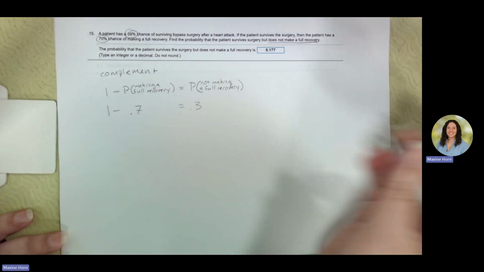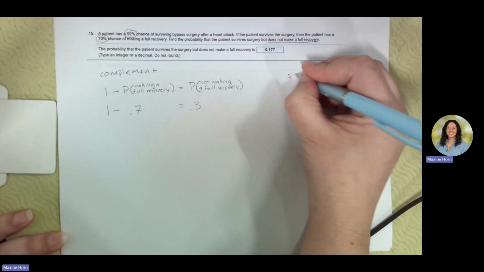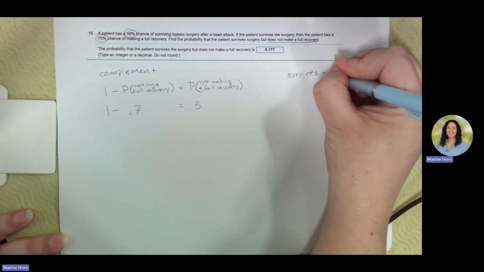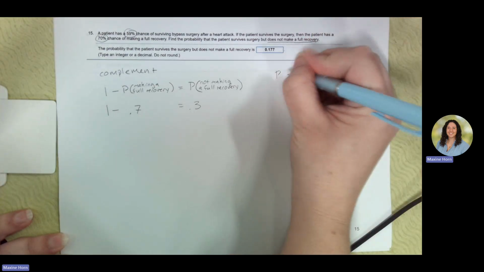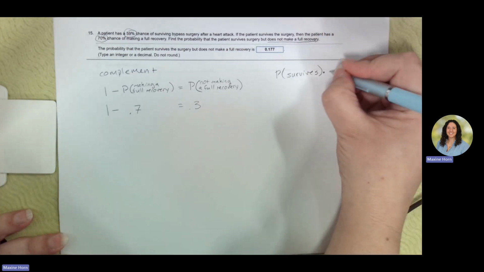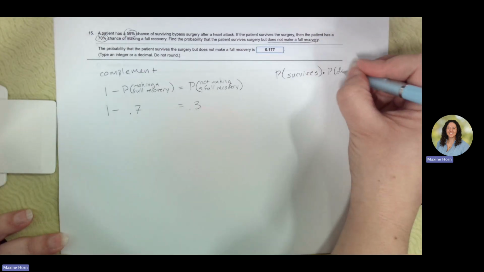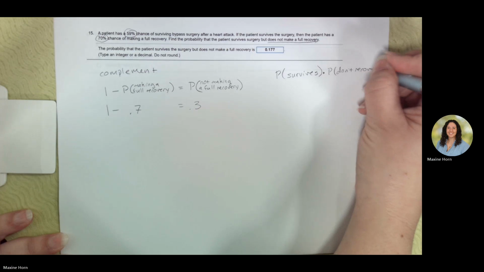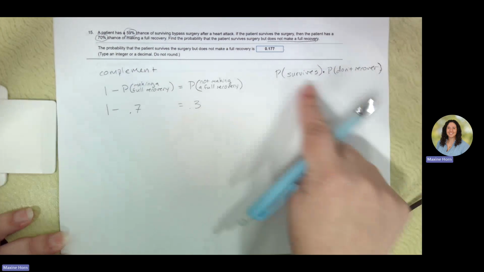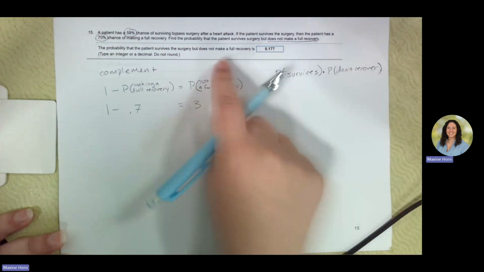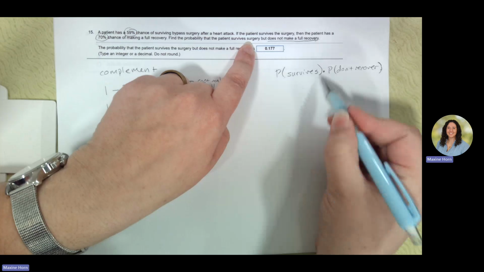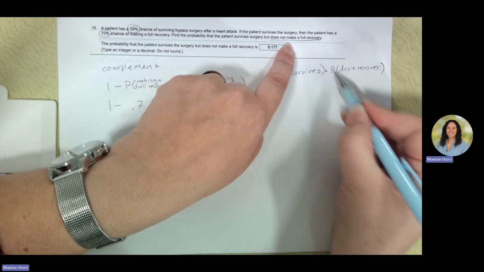Okay. So what we're going to do is we're going to say, okay, we're going to do the probability that they survive times the probability that they don't recover. Right? This is our big picture here. This is what they're asking for. Find the probability that a patient survives surgery, but that they don't make a full recovery.